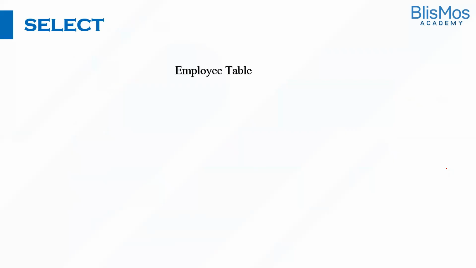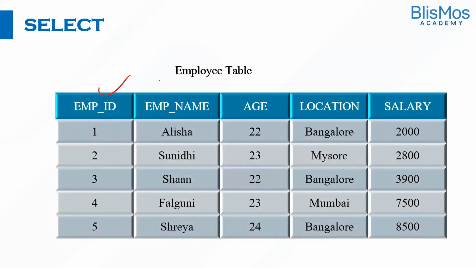How do you select all the columns and all the rows? Let us consider this employee table with this data. We have employee ID, employee name, age, location, and salary as the attributes. Within this, there are 5 records, and if you clearly observe, these are the names of singers: Alisha, Sunidhi, Shan, Falguni, Shreya. Of course, Indian singers. Now, in this, we have 5 records with different values. Now, let us see various ways of selecting columns and rows on this table.